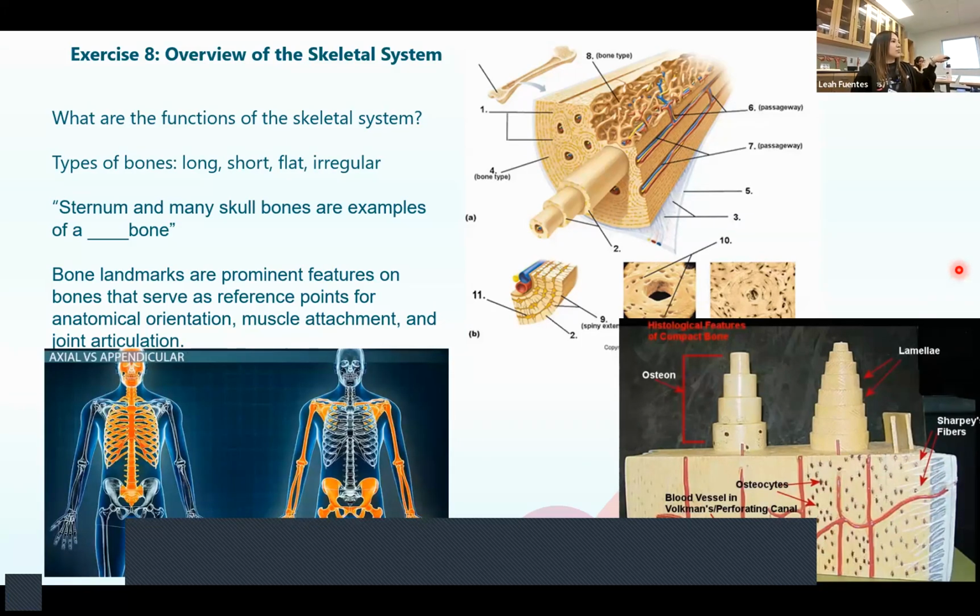And then you also need to be really comfortable with axial and appendicular. So what they can do on the exam is give you a scapula, a clavicle, and an os coxa, and ask you to identify which division of the skeletal system it comes from. So you're going to want to be able to know which specific bones belong to which division.